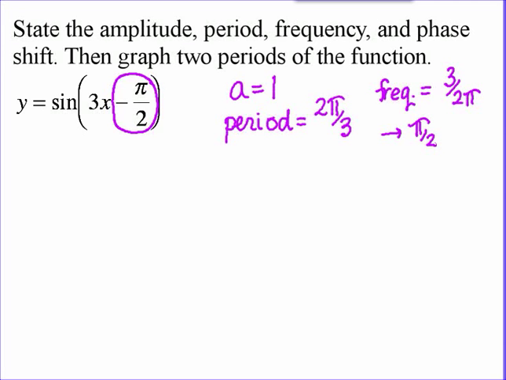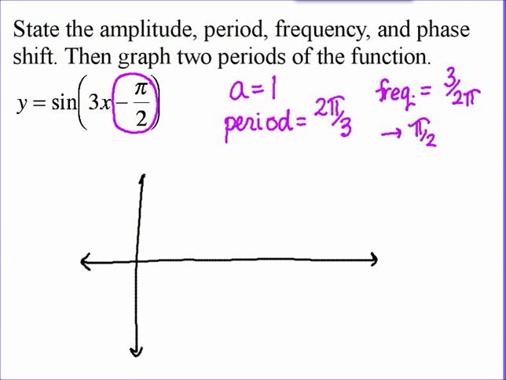So for phase shift, you just put an arrow and pi over 2. That just means to me it's going to go right pi over 2. You could put right pi over 2 if you would want. This just indicates I'm going to move my graph. That's what we need to put for the phase shift.